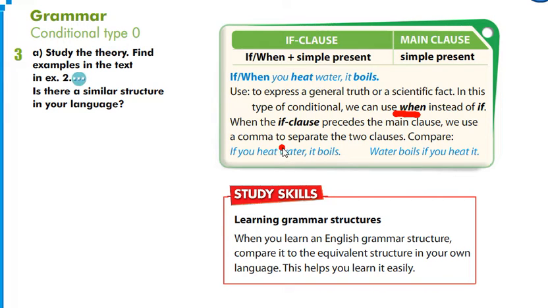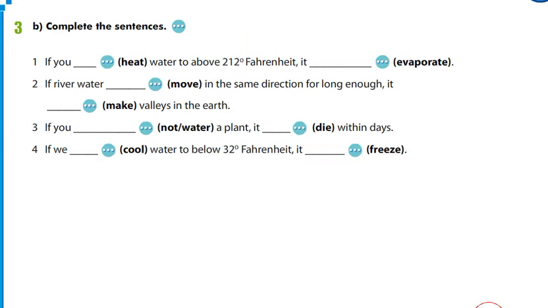When the if clause precedes the main clause, we use a comma to separate the two clauses. So remember that when we start with an if clause, it needs to be separated by a comma. If we start with the result or the main clause, it's not necessary. So it means the if is at the end.